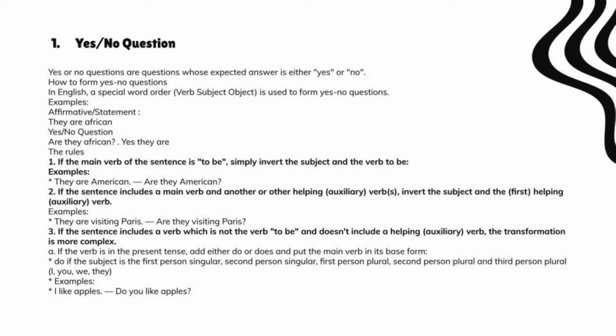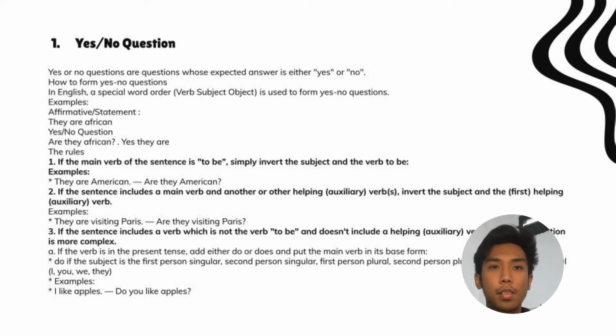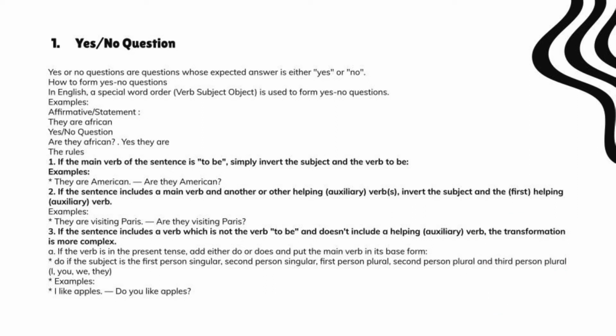Number two of the rules is if the sentence includes a main verb and another or other helping auxiliary verb, invert the subject and the first helping auxiliary verb. Example, they are visiting Paris. So if we want to make a question, we just switch the verb. Are they visiting Paris?